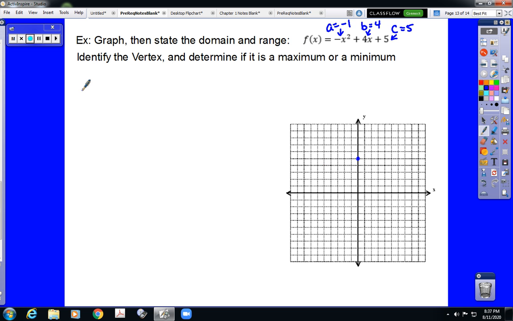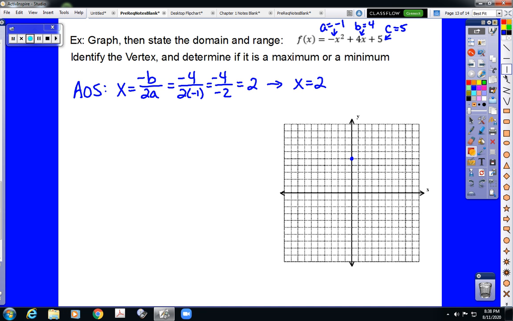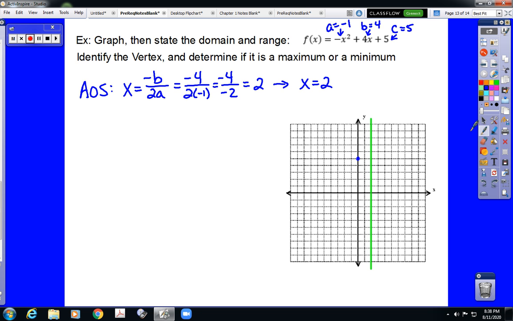So our next step is to find the axis of symmetry. Once again, that equation is x equals -b over 2a. That would be -4 over 2 times -1, or -4 over -2, which is 2. So our axis of symmetry is the line x equals 2. If we graph that line, that is a vertical line through 2 on the x-axis. So here's our axis of symmetry, x equals 2, drawn in green.